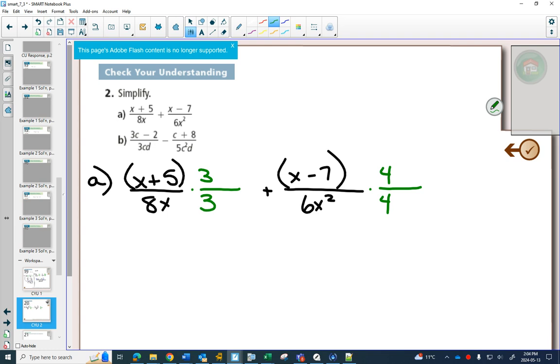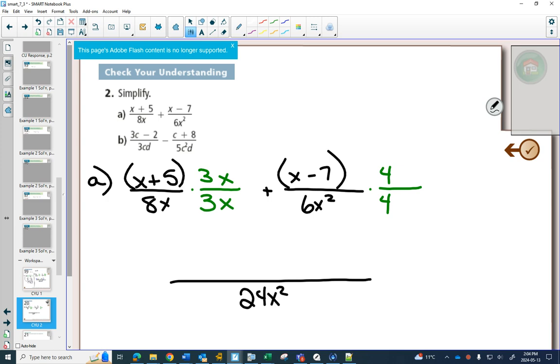Now with my variables, this one has an x, that one has an x squared. So I would need another x here. I wouldn't need any variables in the second. So it's all right if we go all the way to our common denominator, which is going to be 24x squared.